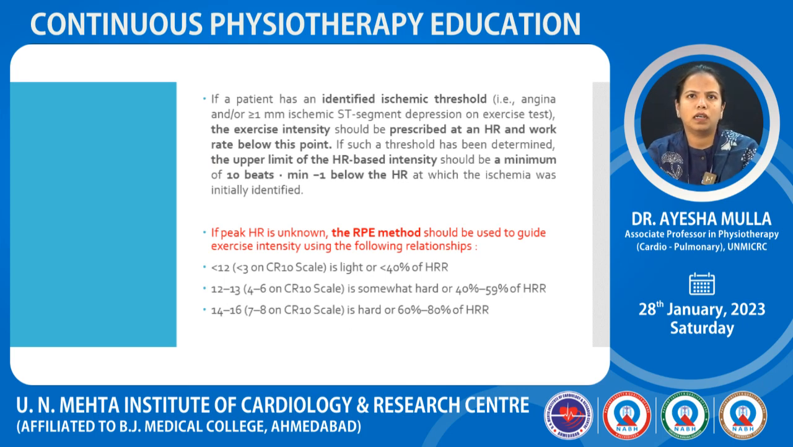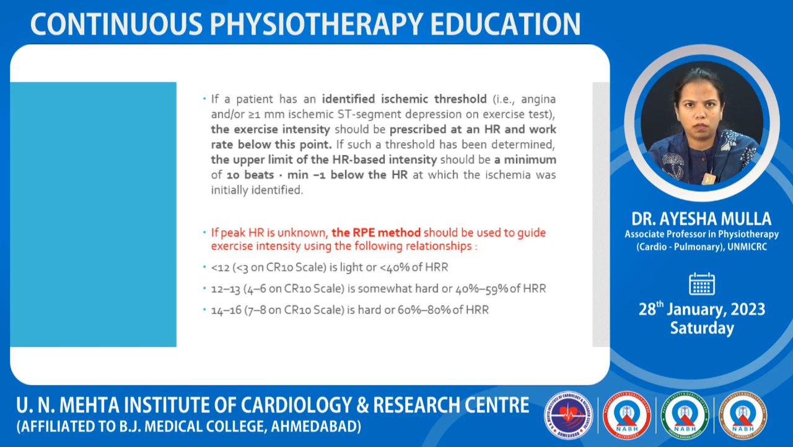If a patient has an identifiable ischemic threshold, that is angina or ST segment depression of more than 1 mm on exercise test, the intensity should be prescribed at an HR or work rate below this point. So if such a threshold has been determined, the upper limit of HR-based intensity should be a minimum of 10 beats per minute below the HR level at which the ischemia was identified. That means if the threshold is determined, at which the heart rate was also determined, the heart rate should always be below that level, and if the peak HR is unknown, the RPE method should be used.